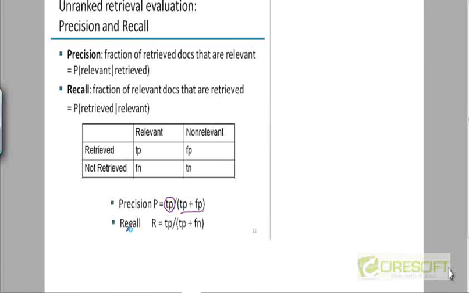And likewise, the recall measures among all the documents that are relevant, okay, what are the relevant documents? It's the sum of this number plus this number. Among all the documents that are relevant, how many are actually retrieved? Okay, so notice that the true negatives are not appearing in this formula.